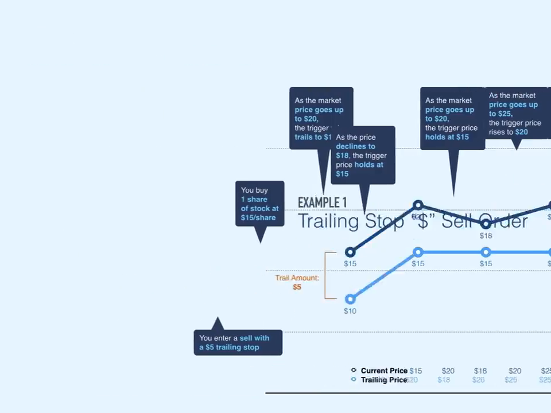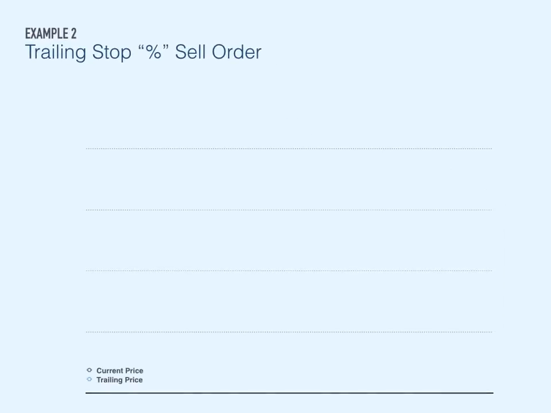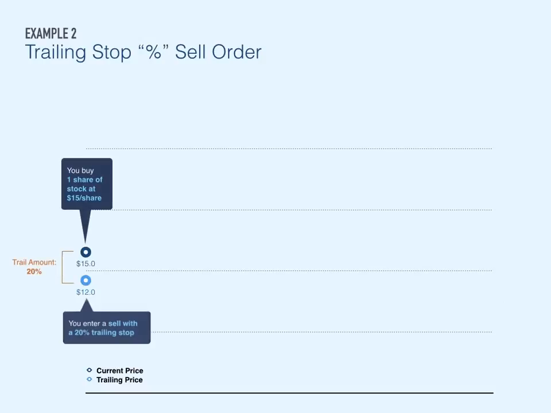With a trailing stop percentage sell order, the concept is identical, except that the trigger price is determined by a percentage. Using a similar example as before, you decide now that instead of $5, you don't want to lose more than 20% of your investment. You would then enter a sell order with a trailing stop percentage at 20%. So if you bought a stock at $15 per share, and placed a 20% trailing stop sell order, your stop price is $12, $3 below the market. The difference of $3 is 20% of $15.